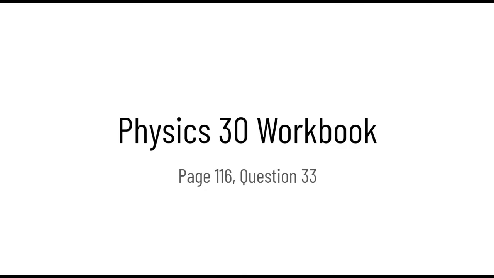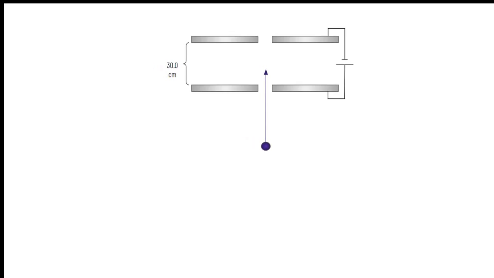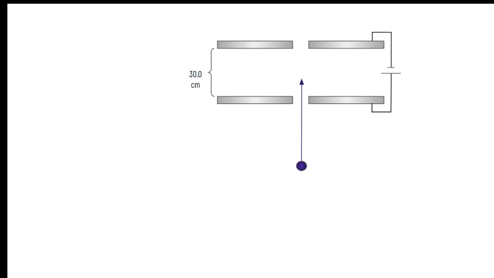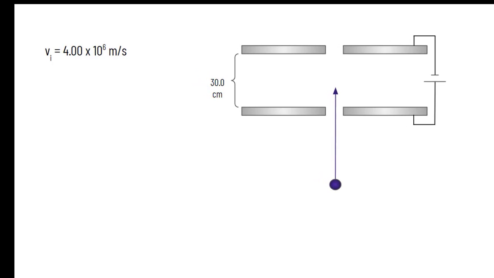Hey everyone, we're going to be looking at this question today. So let's look at what we have here. We have an electron that is going to be entering the region between two parallel plates. And we're given that the initial velocity is 4 times 10 to the 6 meters per second. We know that the field is 175 volts per meter. And we're asked to find the distance that the electron comes to a stop at.